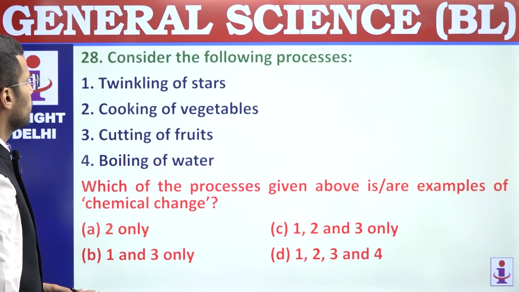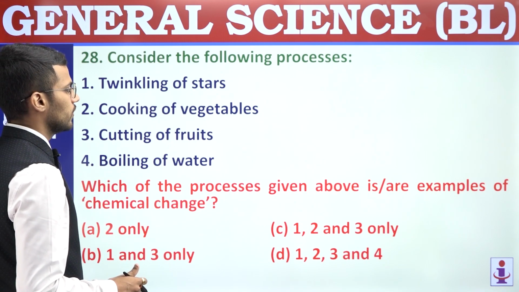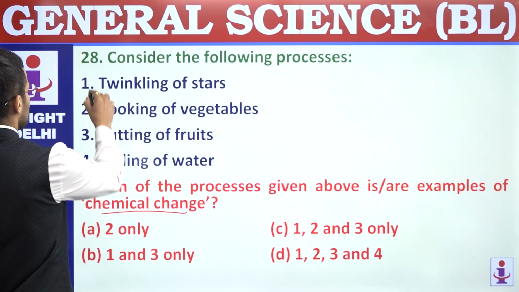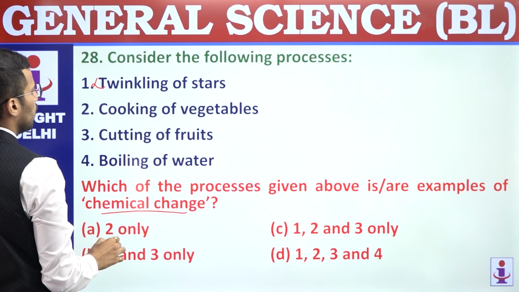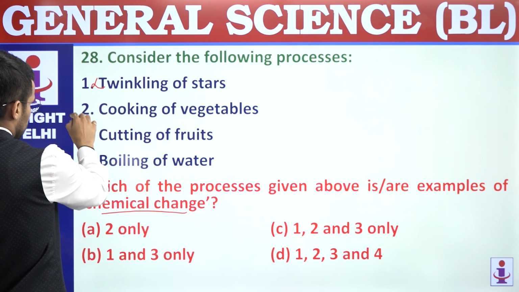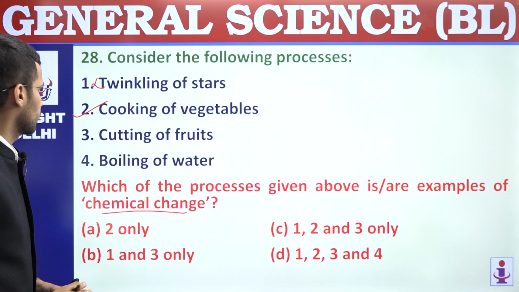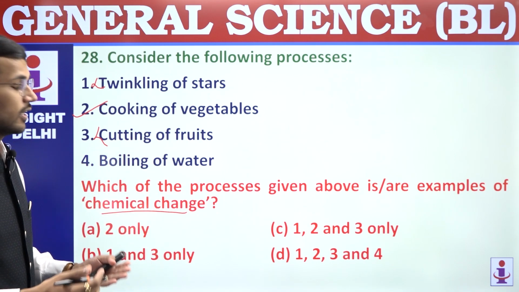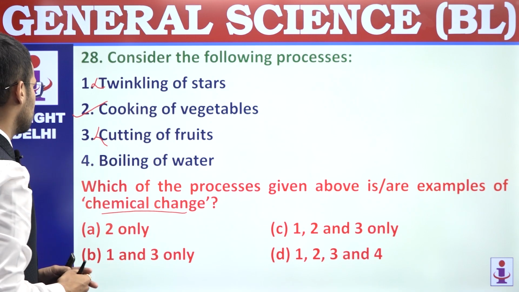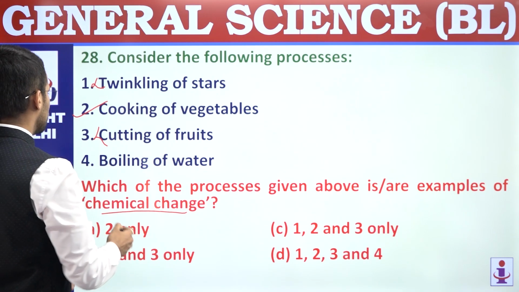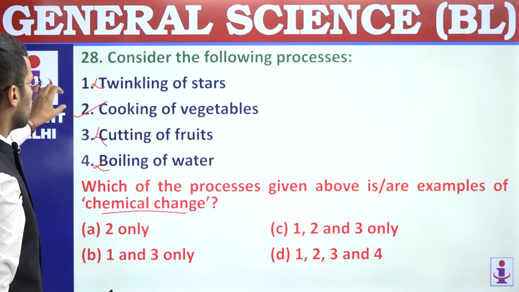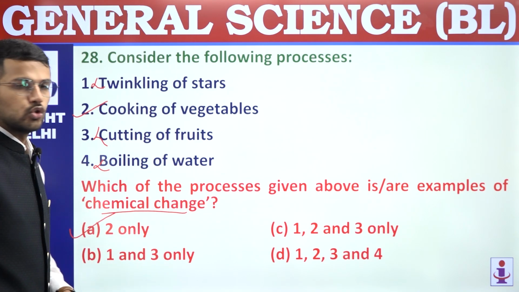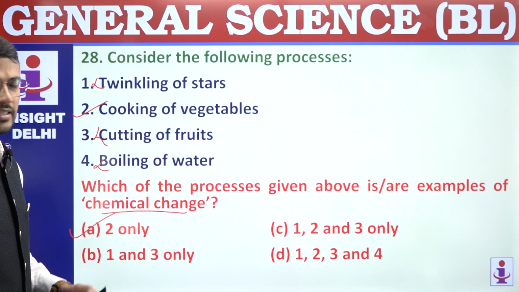28. Consider the following processes. Which of the processes given above are examples of chemical change? First, twinkling of stars. It is not a chemical change. Cooking of vegetable. Again, cooking of vegetable is a chemical change. Cutting of fruits. Again, it is simply cutting of fruits. It is not any chemical change. It is just a physical change. Boiling of water is also a physical change. Right? So only cooking of vegetables is a chemical change, and hence answer is A, 2 only. Question number 28, answer is A.